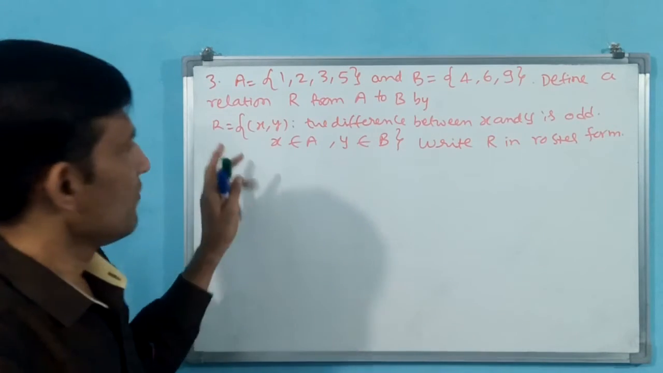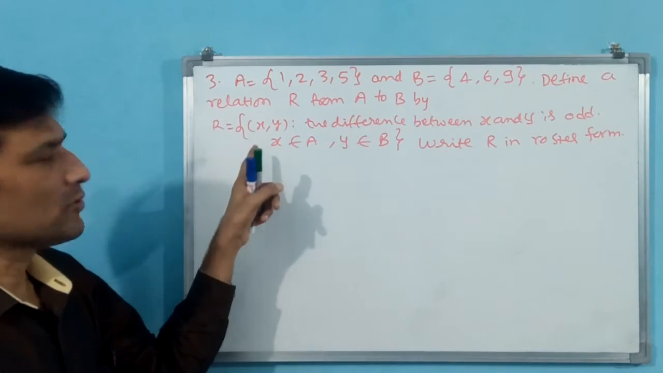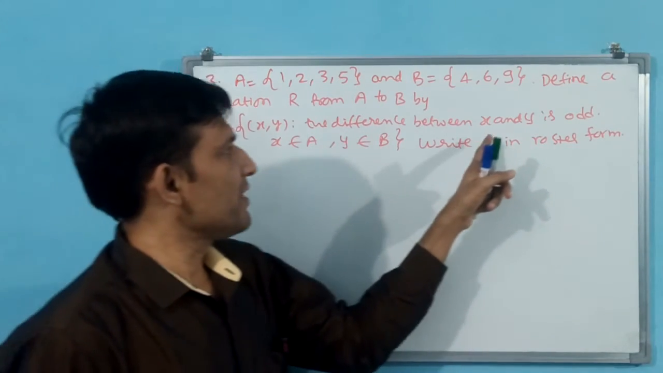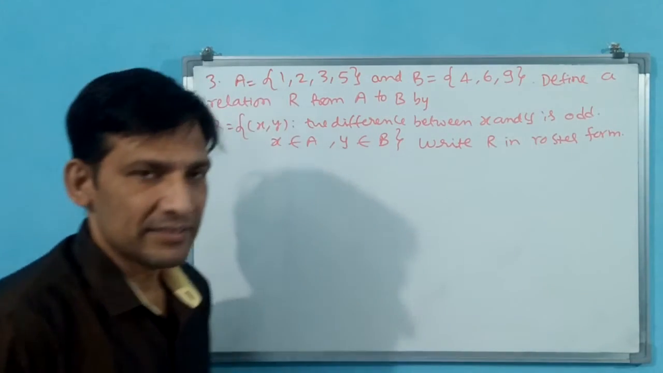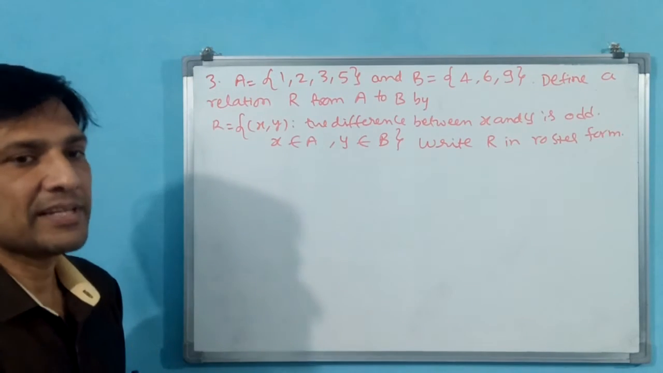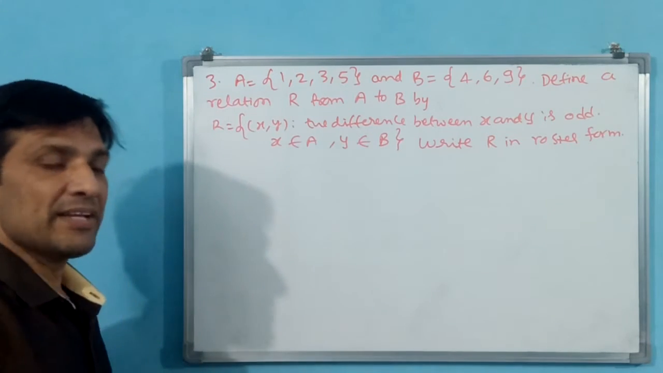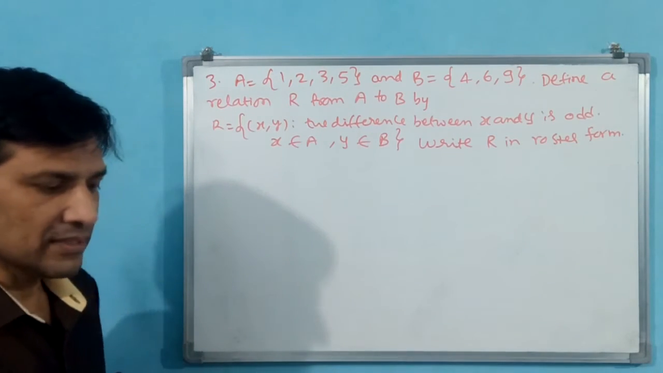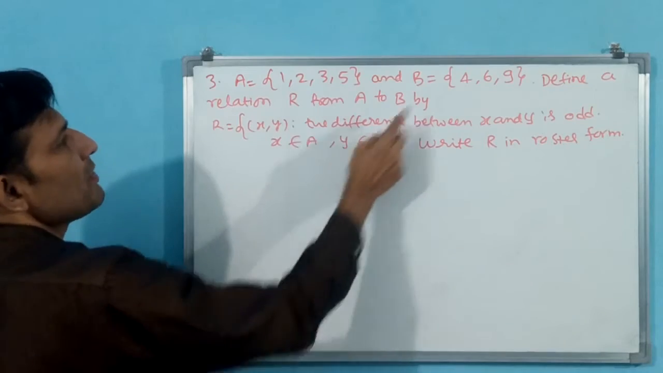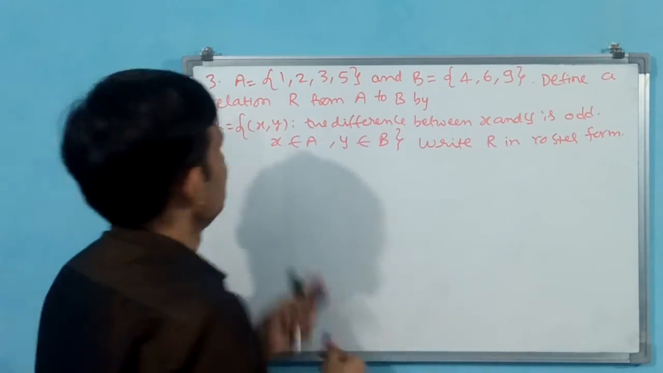Okay, what is the relation? Clearly, as mentioned in set builder form, for all values of x, y, the difference between x and y is odd. See here, clearly you have to observe. Difference between x and y doesn't mean only x minus y; it may also be y minus x. Why? Because x belongs to A, y belongs to B. Clearly as mentioned, what is A, what is B.